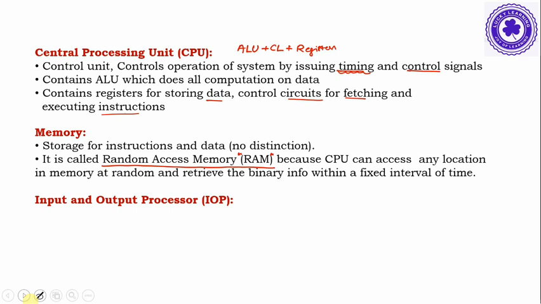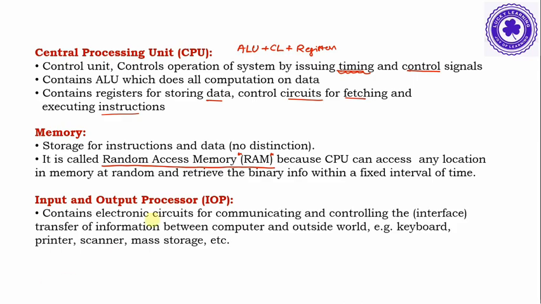And the input and output processor we call IOP. IOP is a combination of input processor and output processor, which contains some electronic circuits for communicating and controlling the interface transfers of information between the computer and the outside world. Outside world means maybe keyboard, printer, scanner, or mass storage. And this mass storage consists of hard disk, magnetic tape, etc.